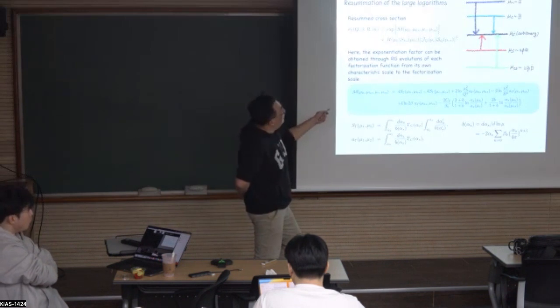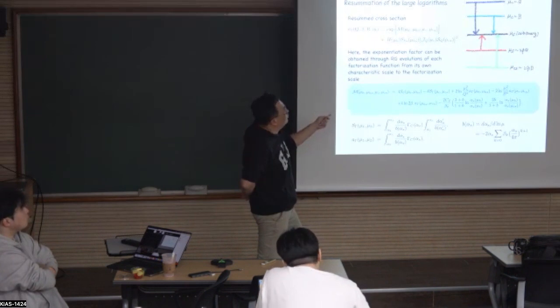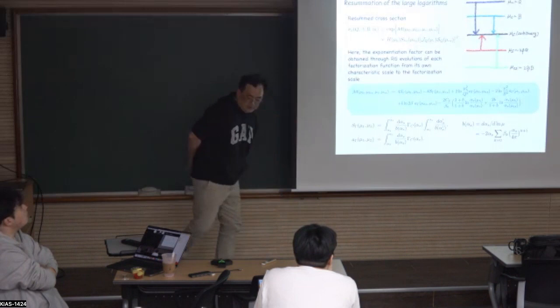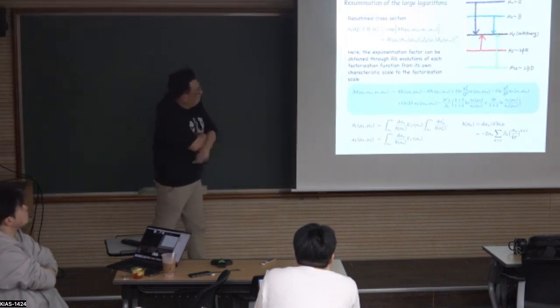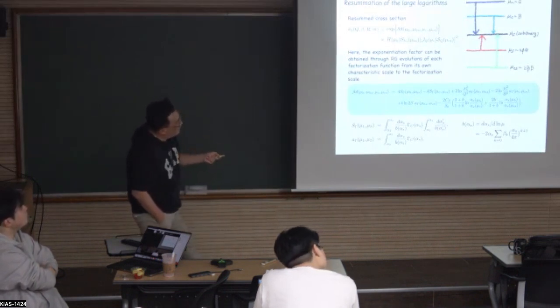Also, the remaining factorized functions are considered to have no large logs, because for the hard function at the hard scale Q, this log can be suppressed, right? Also, we can see that for the other factorized functions like that. Okay. At the end of the calculation, we obtained this exponentiation part like that.